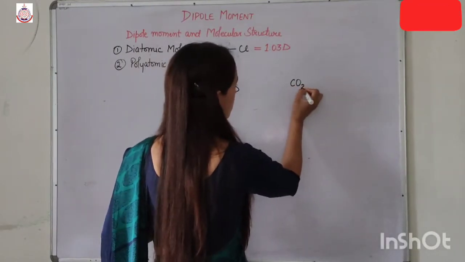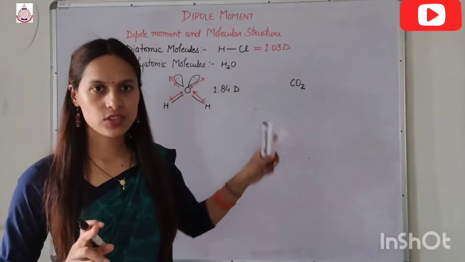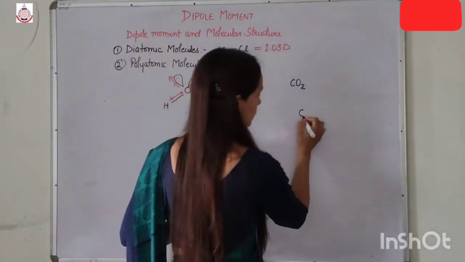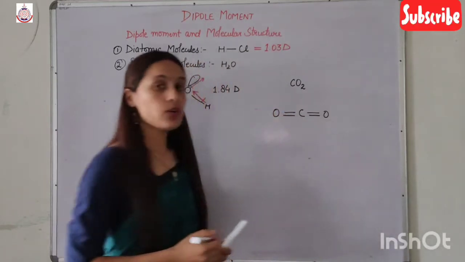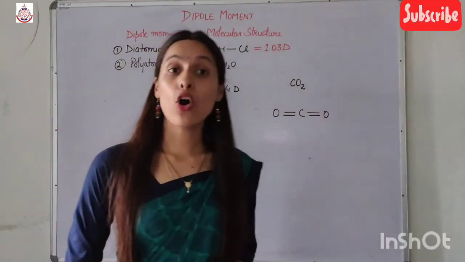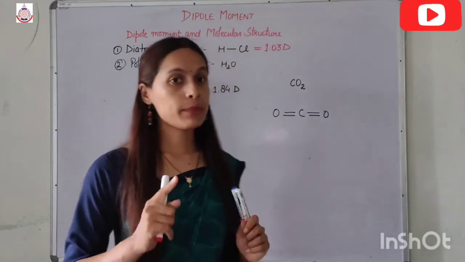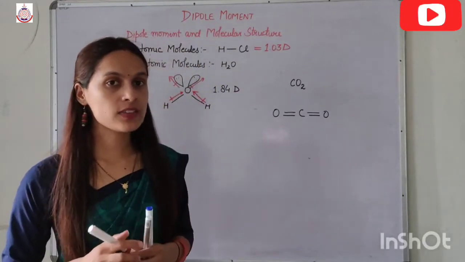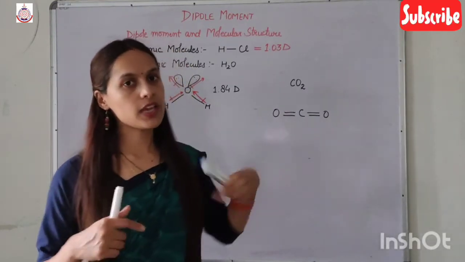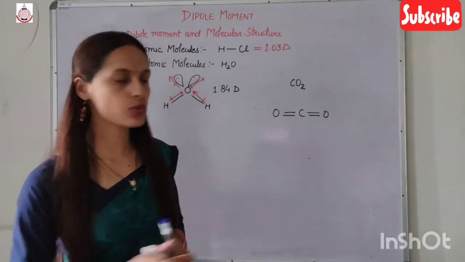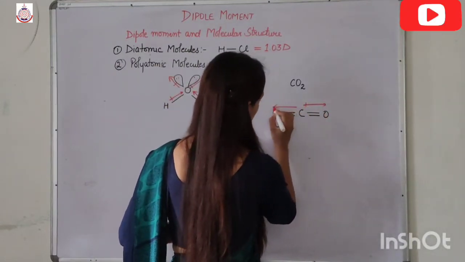CO2, carbon dioxide. In VSEPR, we have studied the structure of carbon dioxide, that is, its structure is linear, like this. Now, the carbon is attached with the oxygen. And because oxygen is more electronegative than carbon, there is a polarity difference between these two atoms. And if there is a polarity difference between these two atoms, then there is a dipole moment between the carbon and the oxygen.